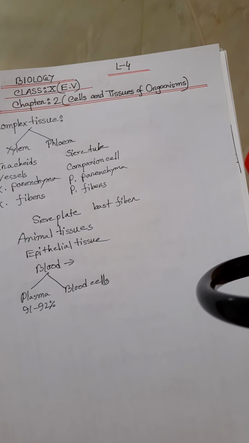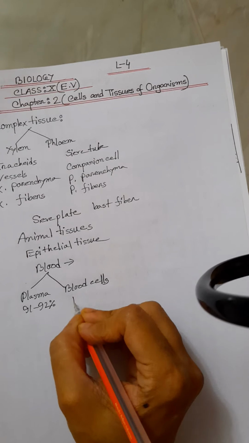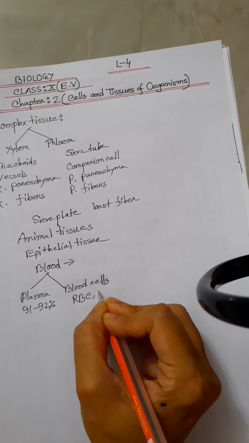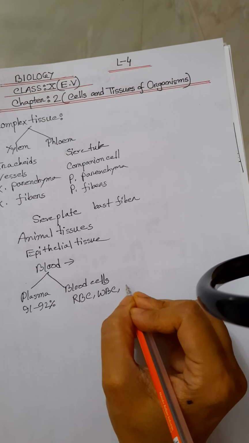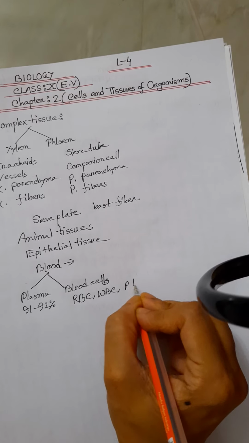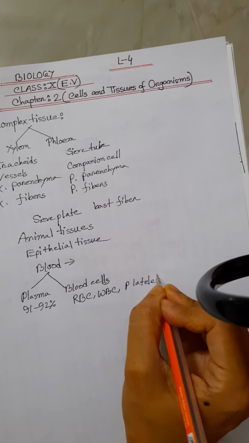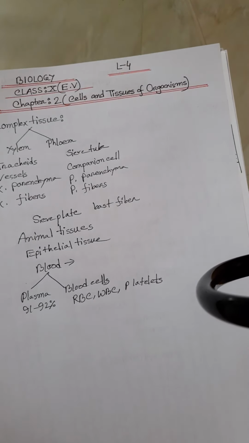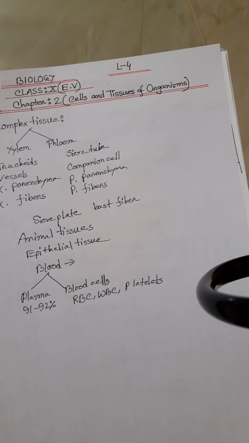Blood cells are of three types: red blood corpuscles or erythrocytes (RBC), white blood corpuscles (WBC), and platelets. Red blood corpuscles, white blood corpuscles and platelets. Red blood corpuscles contain hemoglobin.